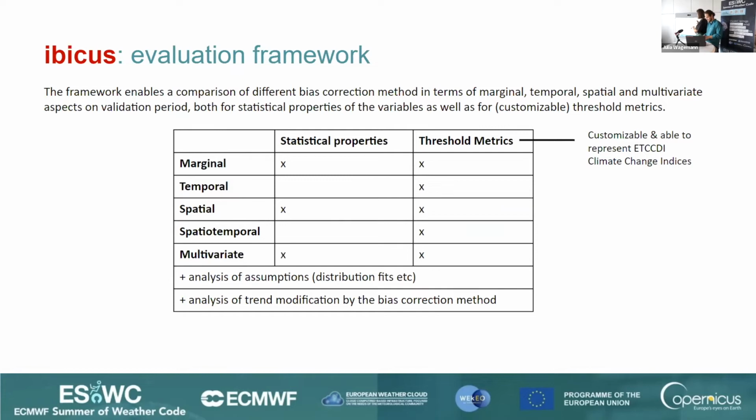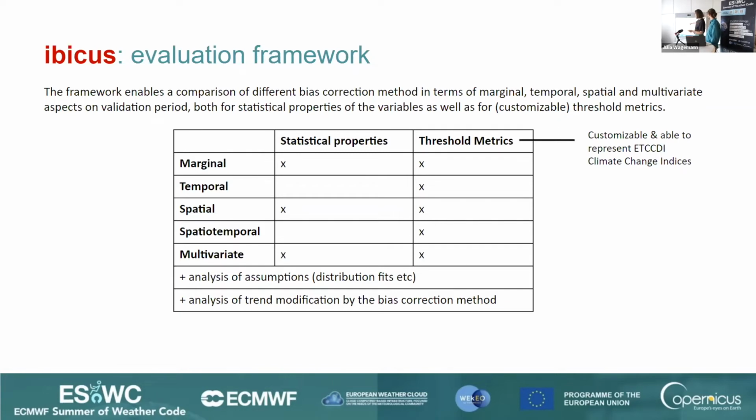This is just a table showing what types of properties we can evaluate at the moment. To start with, what evaluation means is comparing the statistical properties of your climate model to observations, and then comparing it again after bias correction, so understanding what has changed. For that, you need a period where we still have observations. So we split our historical data set into a training and a validation period. Any part of the evaluation is performed on this validation period, where we bias correct the climate model. So we have observations compared to the raw climate model compared to the bias corrected climate model.